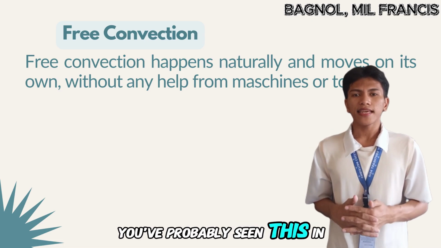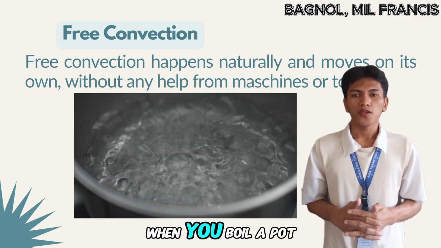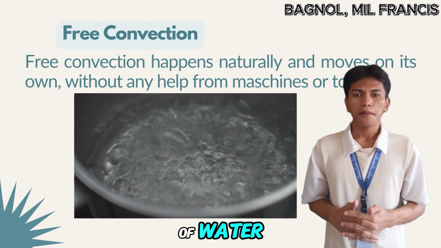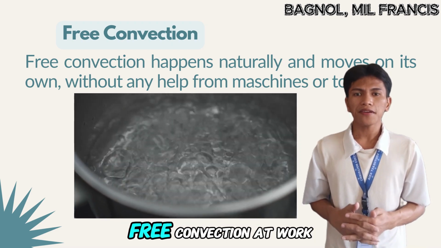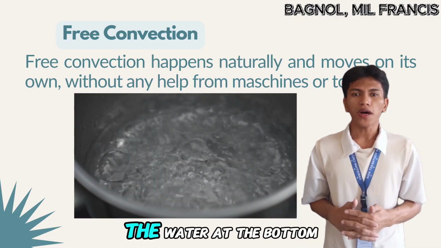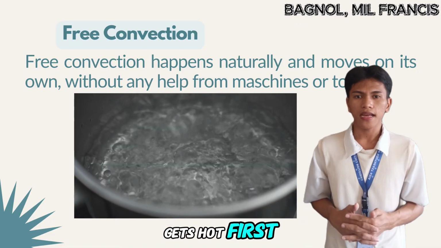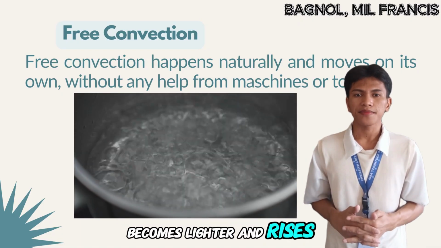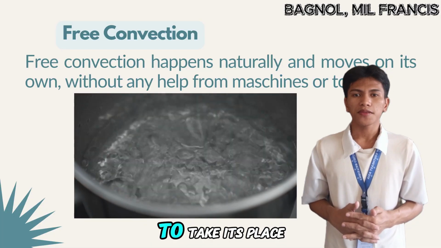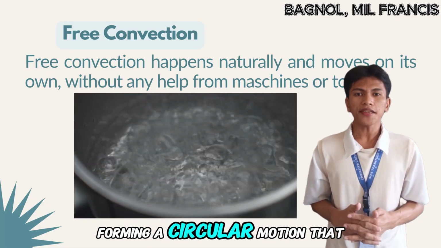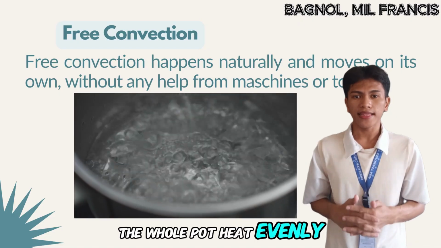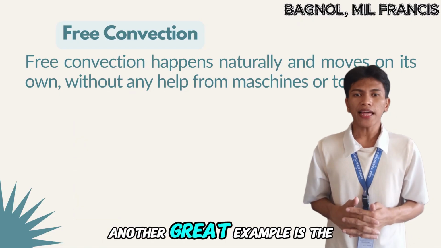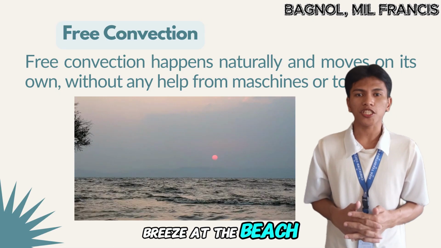You've probably seen this in real life. When you boil a pot of water, bubbles rise to the surface. That's not just boiling, it's free convection at work. The water at the bottom gets hot first, becomes lighter and rises. The cooler water sinks down to take its place, forming a circular motion that helps the whole pot heat evenly.